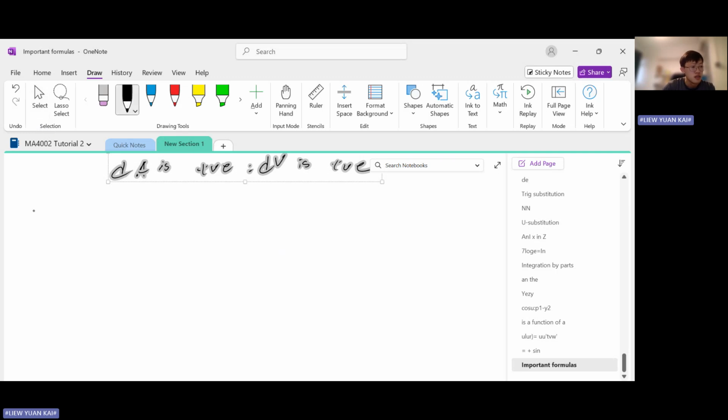Okay, so in summary, let me write down a summary. Let me investigate now sonic flow. So when M is equal to 1, we have dV over V is equal to minus dA over A.